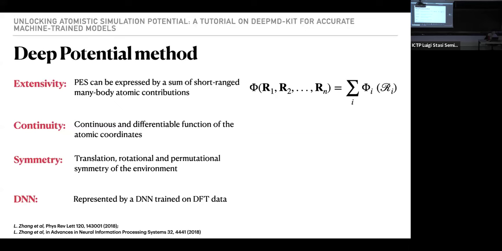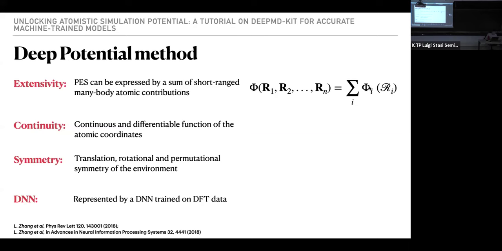First of all, we assume that the potential energy surface, that is a many-body object, a function of all the atomic positions, can be split into a sum of short-range many-body atomic contributions phi I. So this is a sum that runs over the atoms, and these are short-range contributions that depend on the local environment. This R_i represents the local environment of the atom I. In this way, one is able to split a many-body object into a sum of short-range many-body objects.